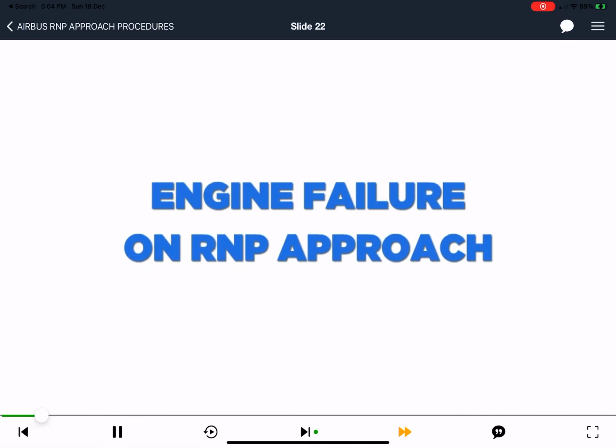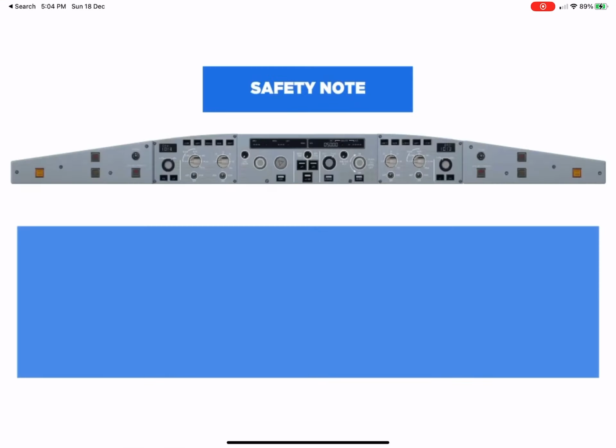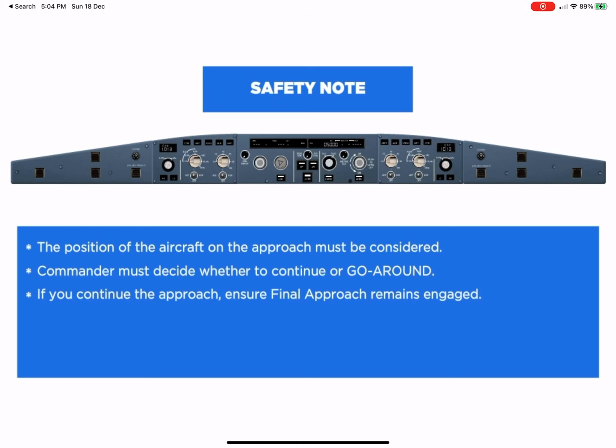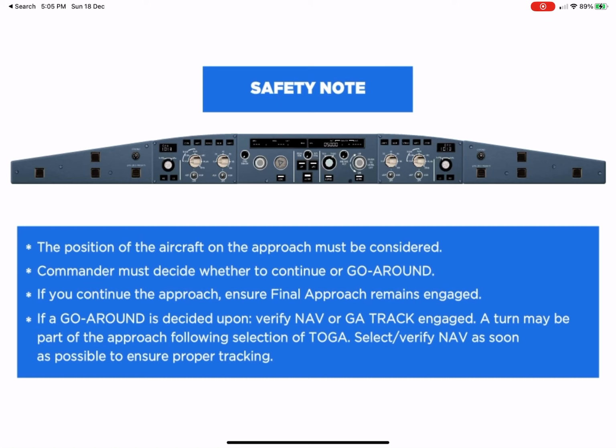Engine failure on RNP approach. The position of the aircraft on the approach must be considered. The commander must decide whether to continue or go around. If you continue the approach, ensure FINAL APP remains engaged. If a go-around is decided upon, verify NAV or GO-AROUND TRACK engaged. A turn may be part of the approach following selection of TOGA. Select and verify NAV as soon as possible to ensure proper tracking.